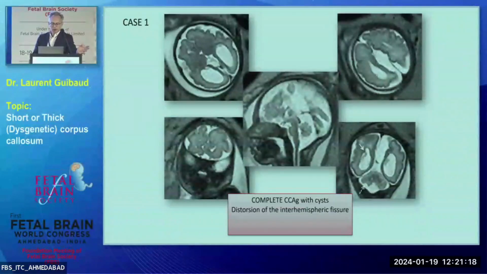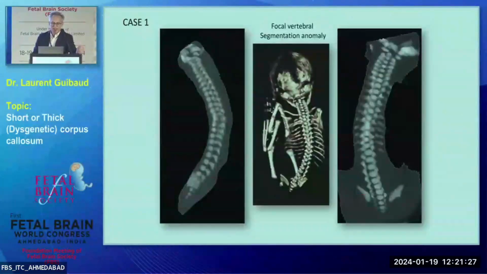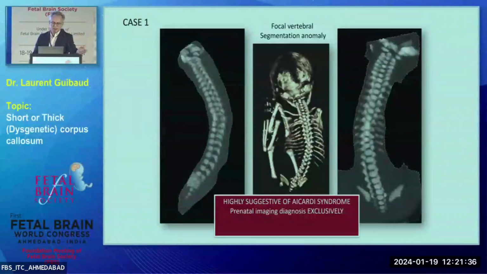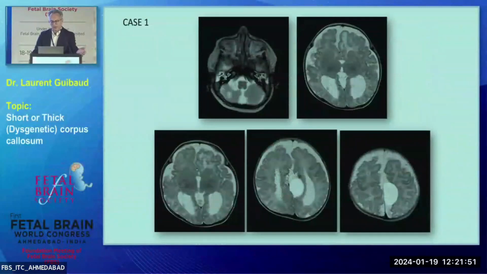There is distortion of the interhemispheric fissure, and there is subependymal heterotopia. And which is important, it's a female. So in that case, you should look at other things. Here, there is segmental anomalies of the vertebrae, very focal, and this is suggestive of Aicardi syndrome. And you will do the diagnosis only with imaging because exome is not useful because the gene is not yet identified. And all this was confirmed after birth.